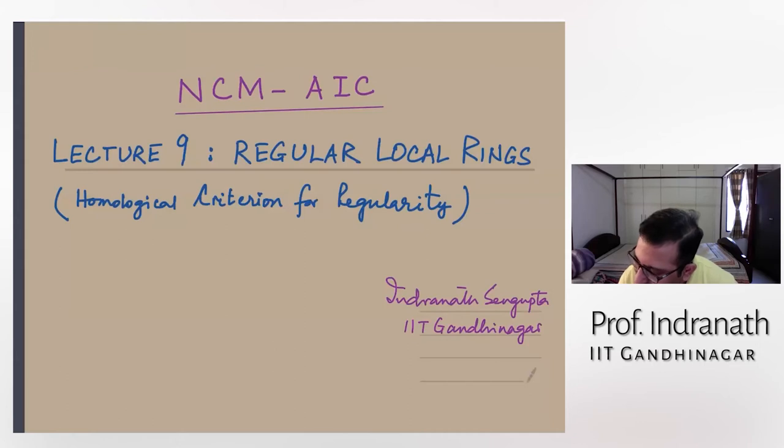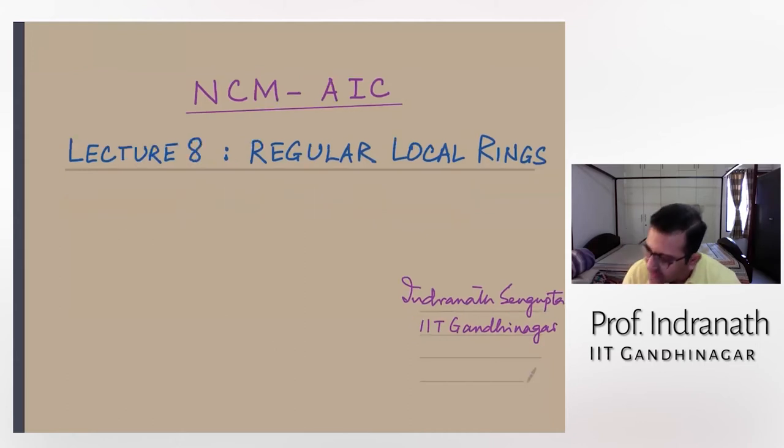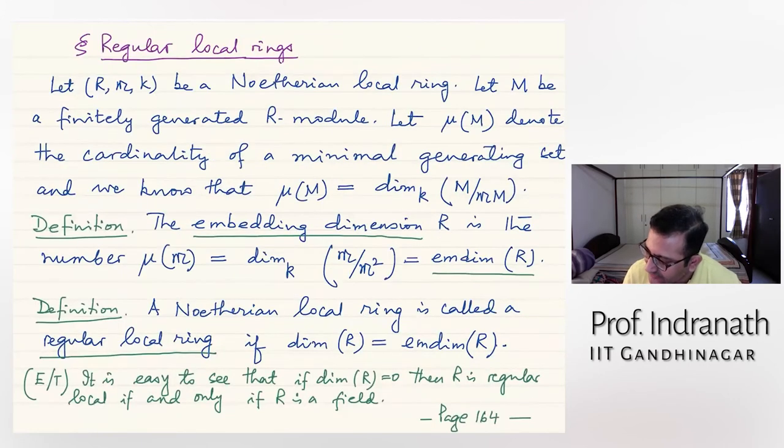So now this was the initial thing. Let us just quickly recall what we have already talked about. This was my first lecture on regular local rings, where we started with the definition. You know what the definition is, that if embedding dimension, this is the embedding dimension.